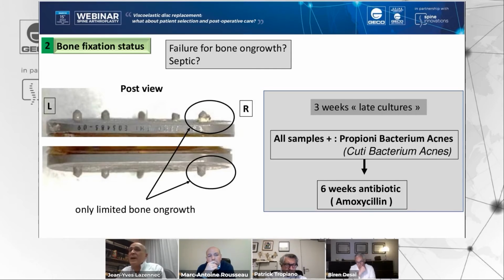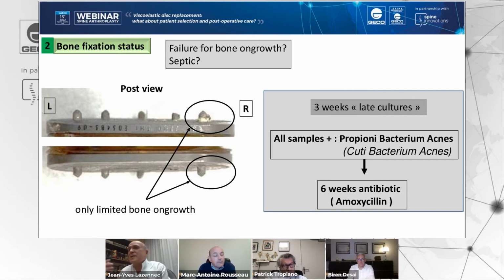So what about the bone ongrowth? I had only very limited bone ongrowth, as you can see. No more hydroxyapatite. It's normal because of the delay. Only small bone ongrowth. But one of the messages was, on the 3 weeks late culture, we had positive samples. All the samples were positive for Propionibacterium acnes.